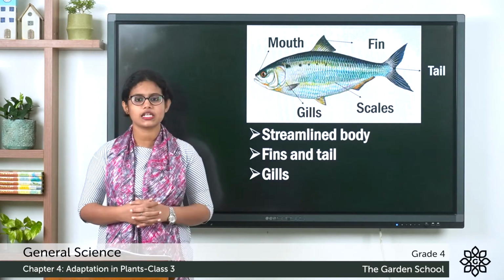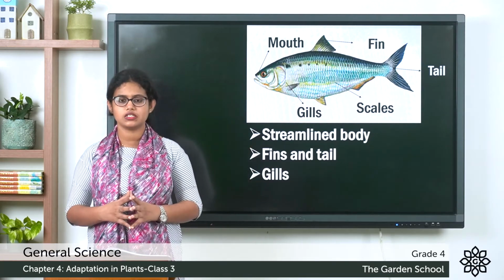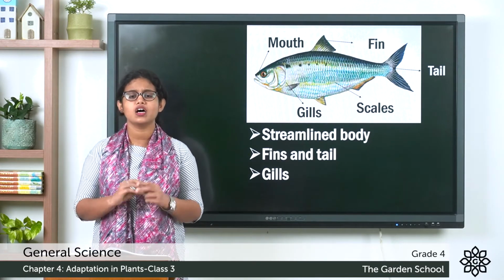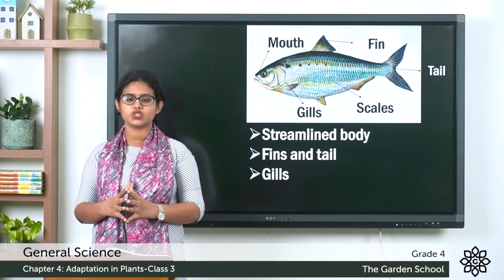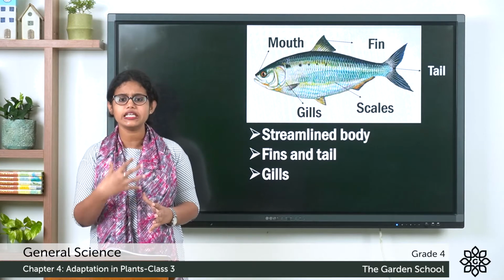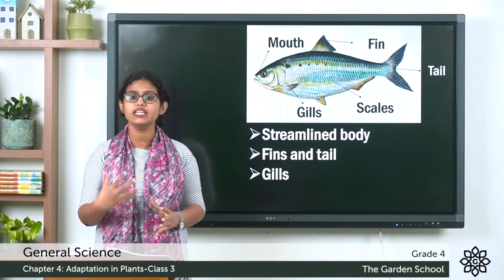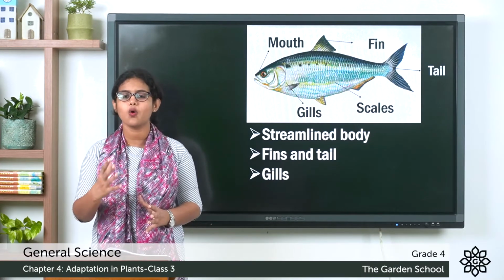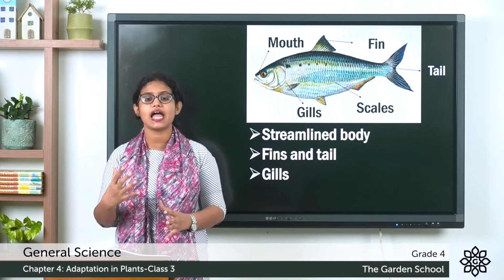The first thing is that you can see the picture of the fish here and its body parts are being labeled here. And the first body feature of this fish is they have a streamlined body. So this streamlined body feature helps them to move easily in the water. And the next one is about their fins and tail.